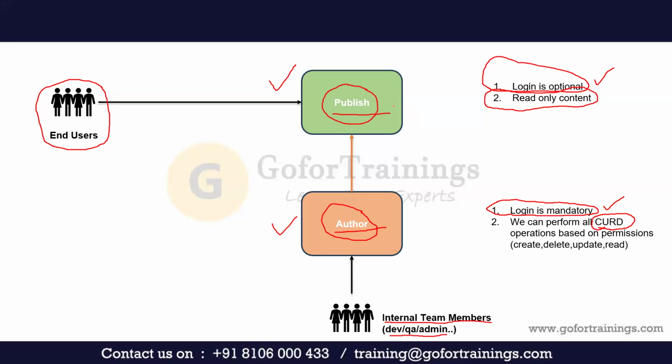Any questions? So in the author server, we create new content, update existing content, or delete content. Only the internal team can access the author server. The publish server is for content rendering to the end users. Any questions?